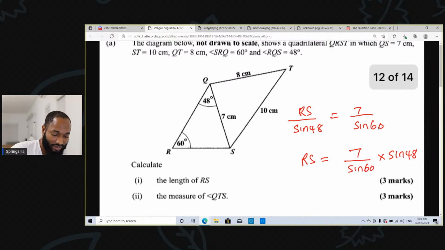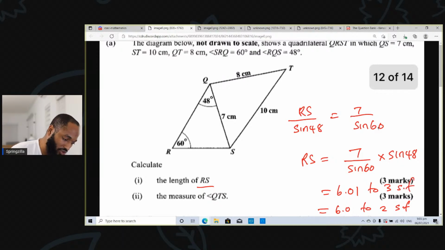Sine 48 divided by sine 60, multiply by 7. It's 6.006. So RS is like 6.02 to 3 significant figures. This is the 3 significant figures.